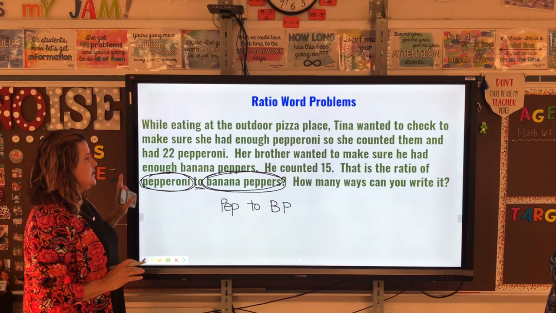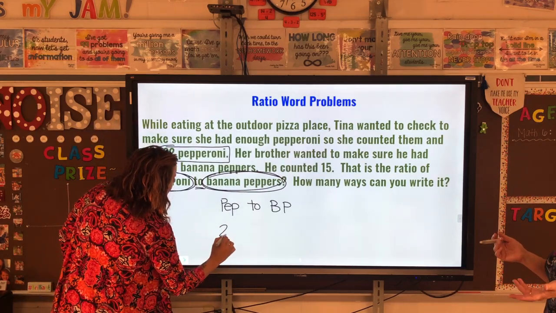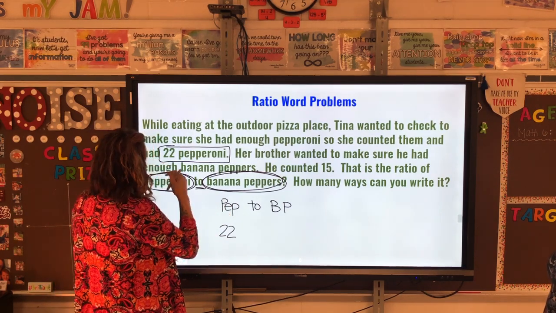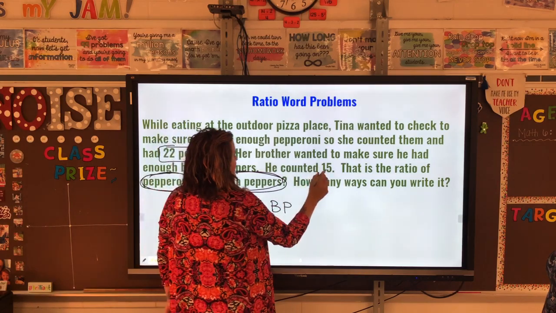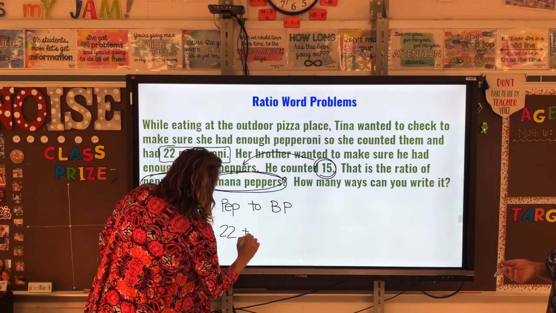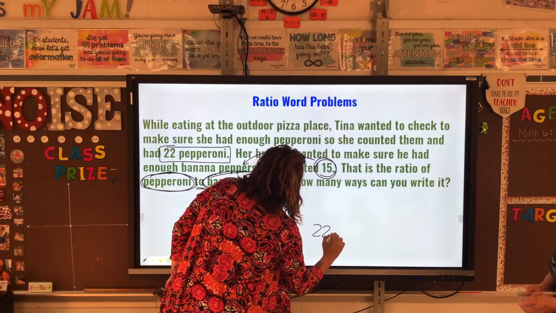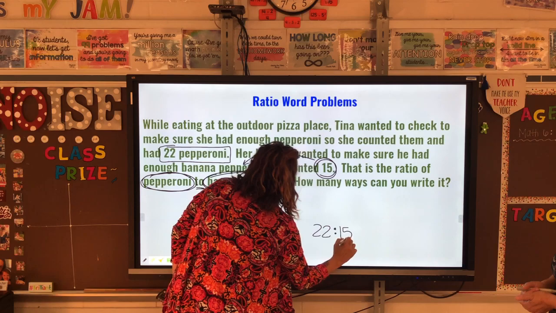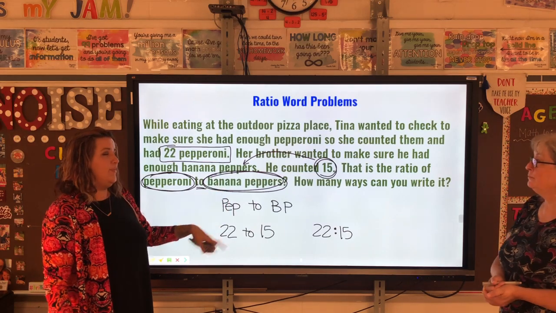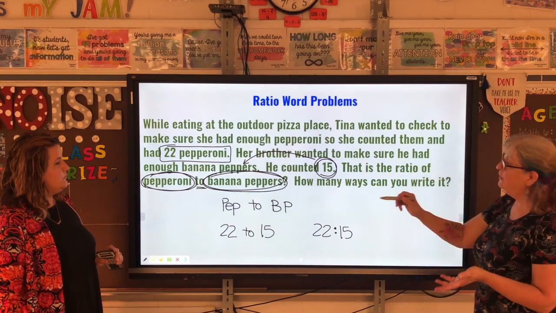So it says, Tina, lots and lots of words, 22 pepperoni. Boom. Isn't the number almost always connected to the item? It is, 22 pepperoni. And that goes first because pepperoni is first. Brother, blah, blah, blah. He counted 15 banana peppers. So 15 of those banana peppers, right? So that's the number that's going to go second. And I can write that in word form or in colon form, but I'm not going to write it as a fraction because it's part pepperoni and part banana peppers. We don't care about all at this point. And this one was written in the order it was given.